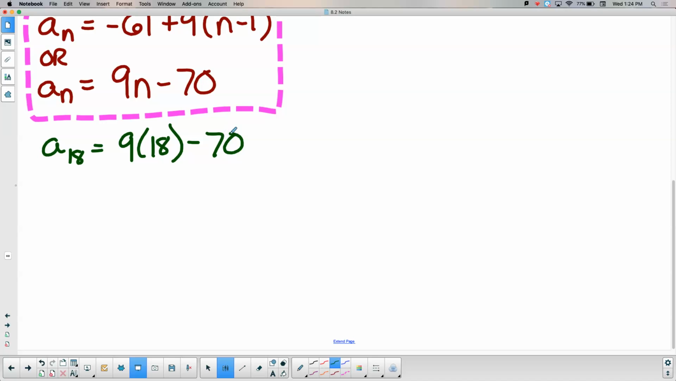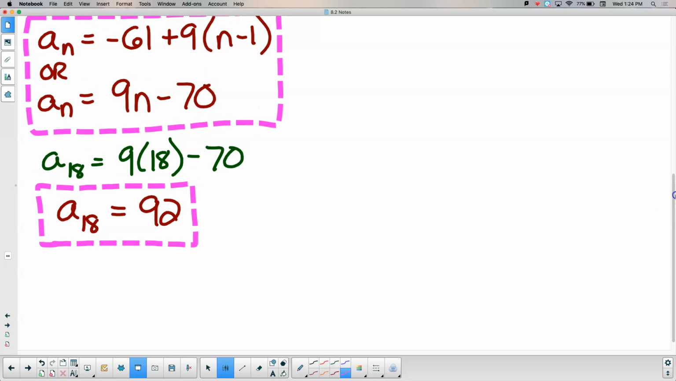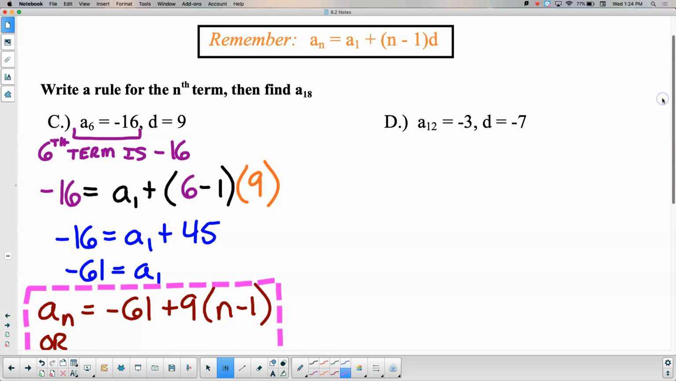Nine times 18 is 162. 162 minus 70 is 92. Okay. Try letter D.